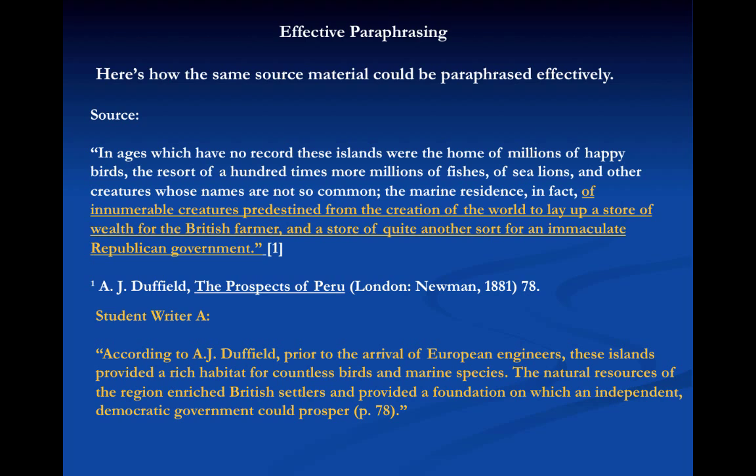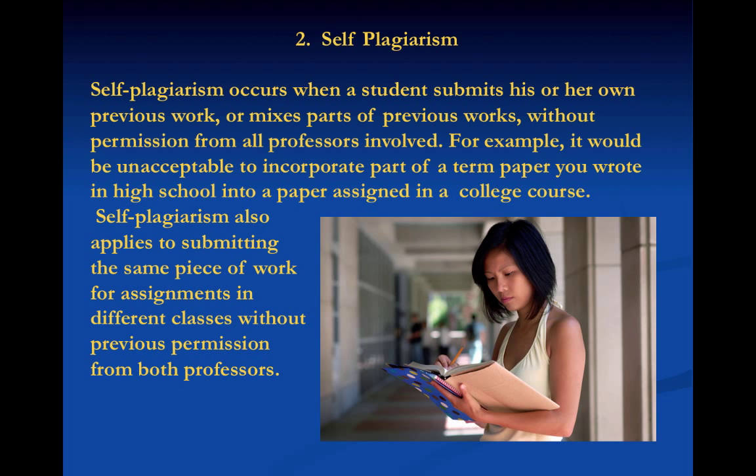A second type of plagiarism is self-plagiarism. This type of plagiarism occurs when a student submits work he or she has done previously for another class without getting permission to do so from both professors. Students often commit self-plagiarism when they turn in the same piece of work in two different classes. This practice is academically dishonest unless both professors agree to accept the same piece of work, or work that has previously been submitted for a grade in another class.